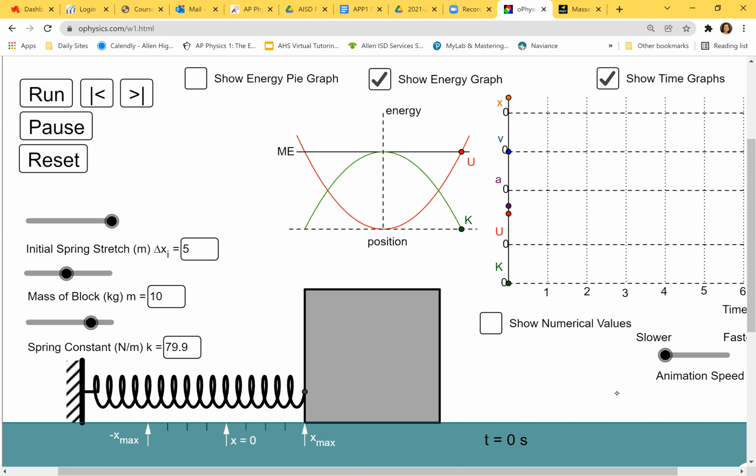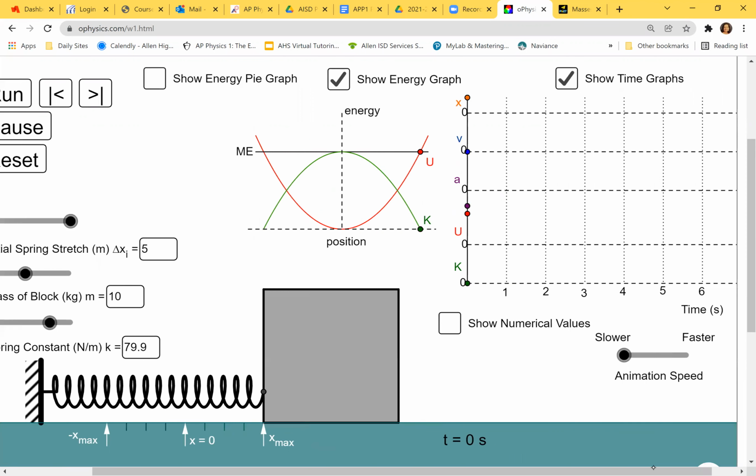So that's energy versus position. But if we look to the right, now I know I haven't hit run yet, but this is some physics variable on the y-axis. We've got 5 versus time. So this is 5 graphs in one, by the way, okay? They are different colors.